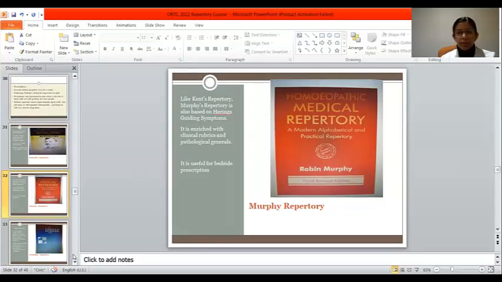One interesting section which I found in Murphy's is that there is a constitution section as well. Like there is a section called constitution, which I did not find in any other repertory.